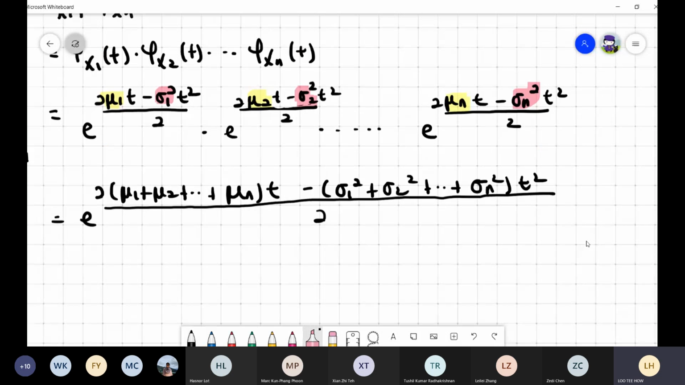Okay, now we can see the pattern. This one, together with this. Okay, so that means we can replace this with our sigma. So this will be our new sigma square. So that means, hence, we can make conclusions.